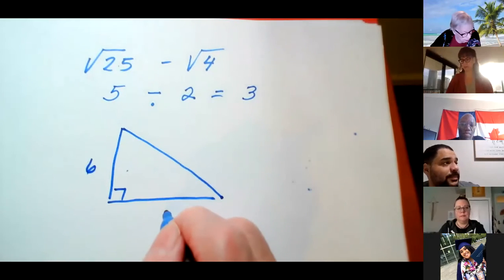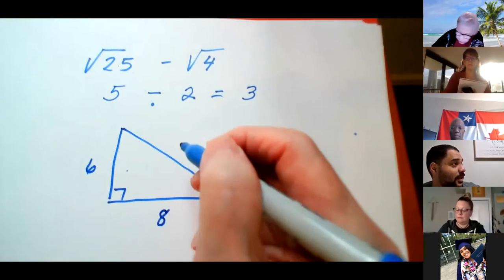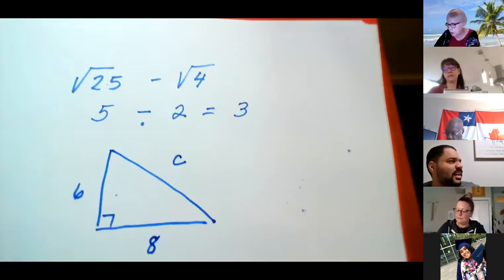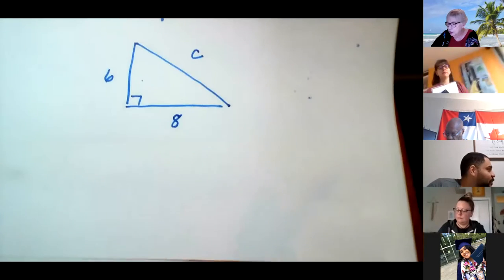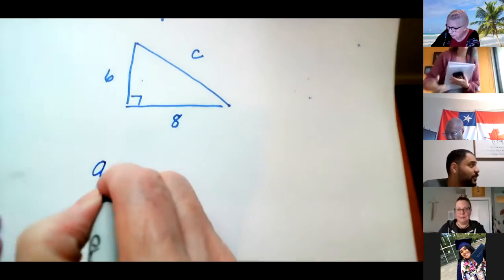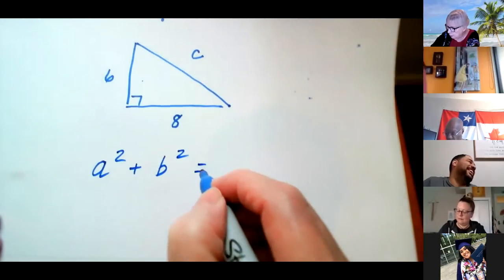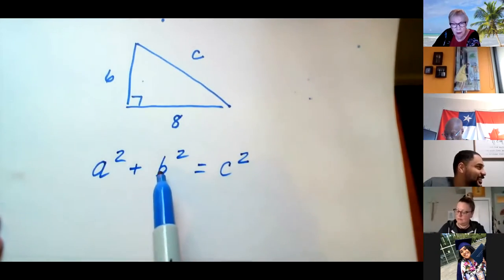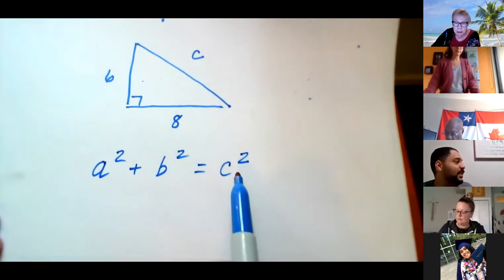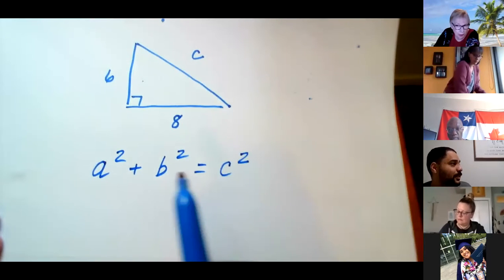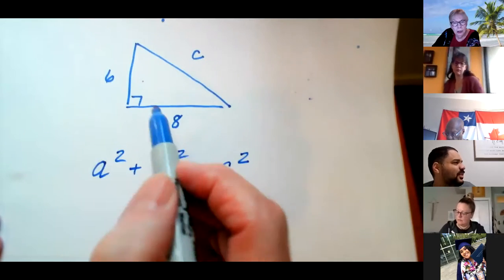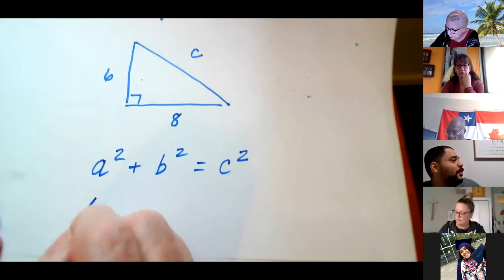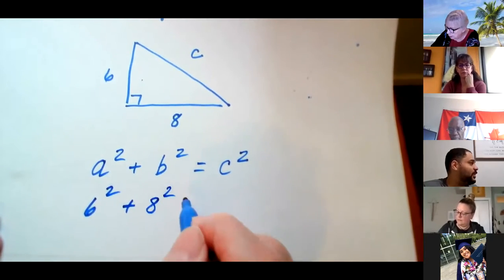So this one's 6 and this one's 8 and this one is C. Okay. So you can either consult the movie or you could write down the formula. A squared plus B squared equals C squared. And the two shorter sides have to be together and the long side has to be by itself or it won't add correctly. So either one of these could be A or B. They're interchangeable. And so I'm going to just take them as I see them. 6 squared and 8 squared makes C squared.